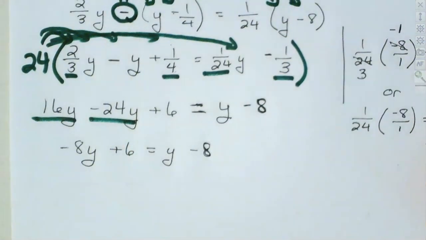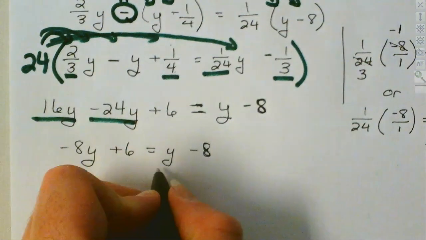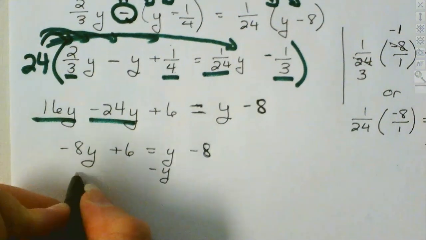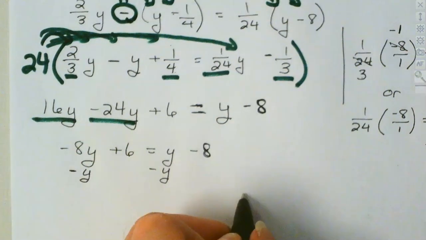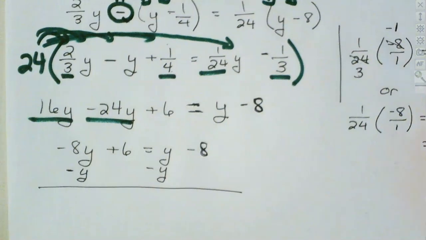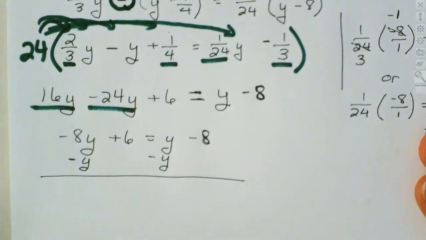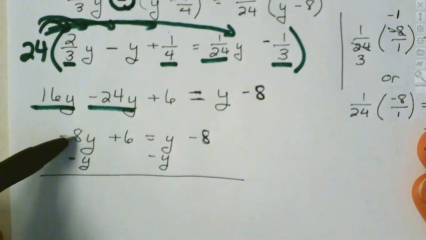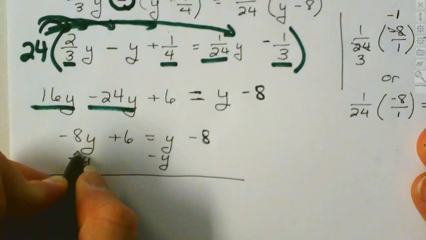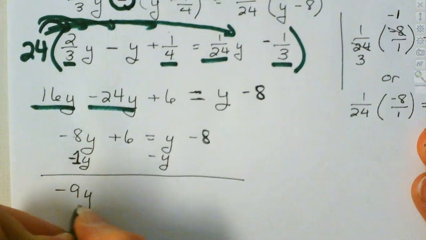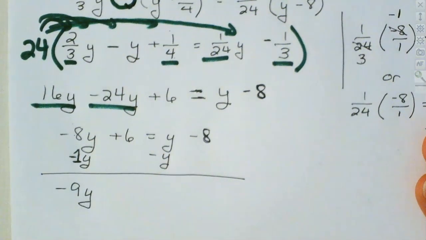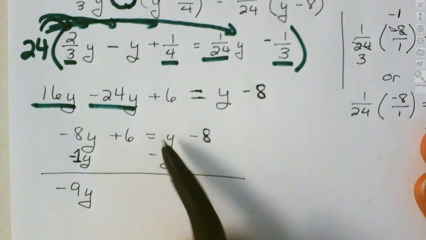Now we can start moving across the equal sign. So let's move that y over. And that's a minus 1y. You can write it as a minus y, or you can write it as a minus 1y. Doesn't matter. Minus 8, and you can put the 1 there if it helps. Minus 8 minus 1 makes it a minus 9y, doesn't it? Right? Watch your signs there.